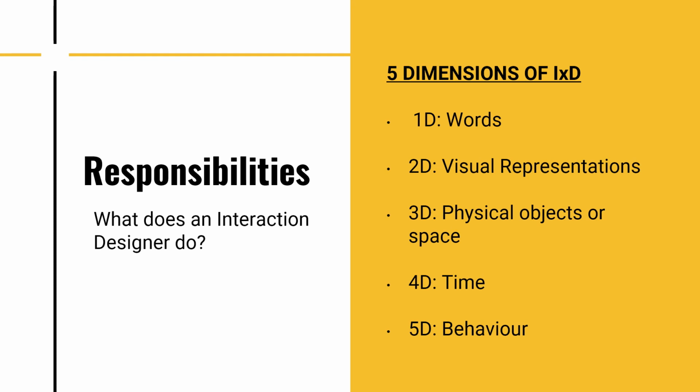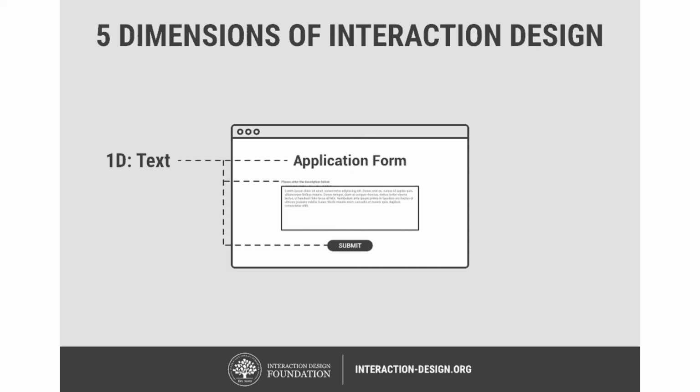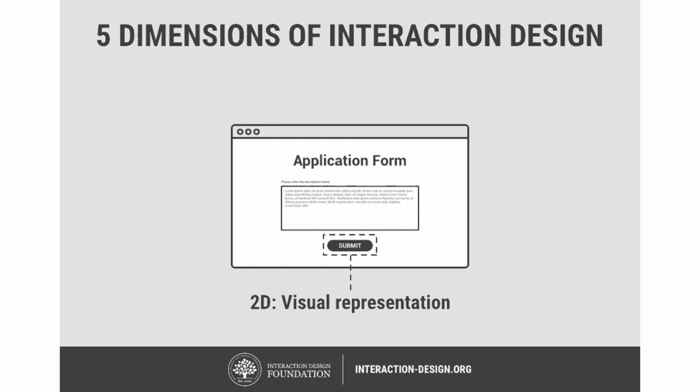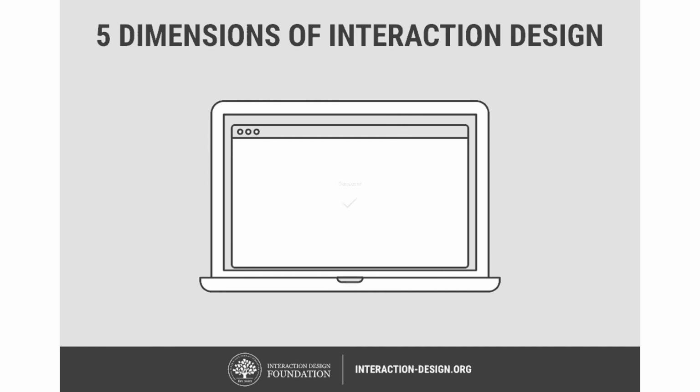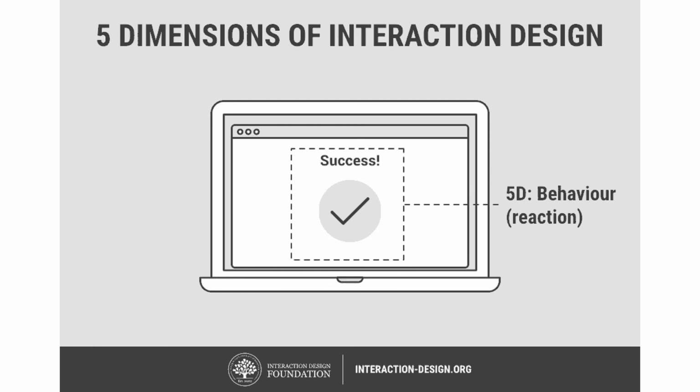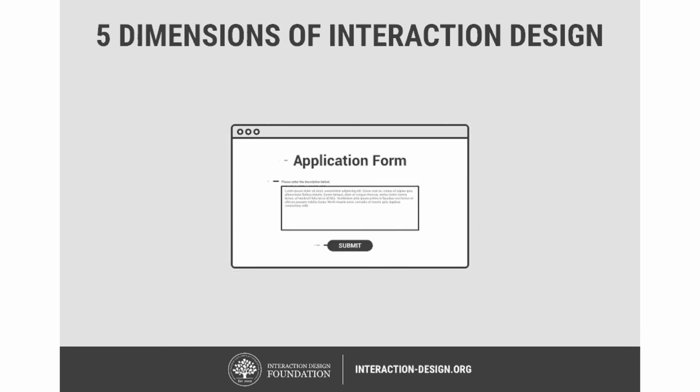So for you to visually see what these 5 dimensions are, let's take a look at this. Okay, so we have the text or the words. It is an example of visual representation. The words placed in an icon, laptop, physical object. When they click it, it appears. That is the time. And that's the behavior. What is the emotional response?